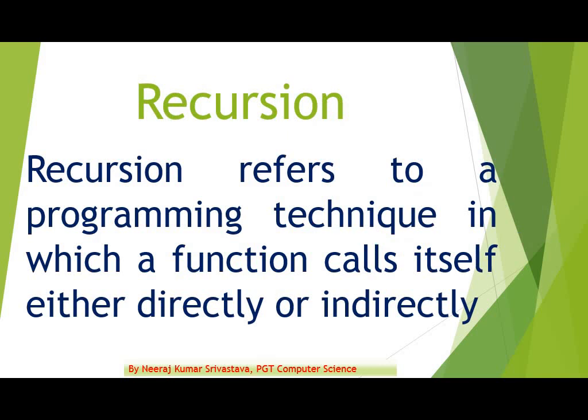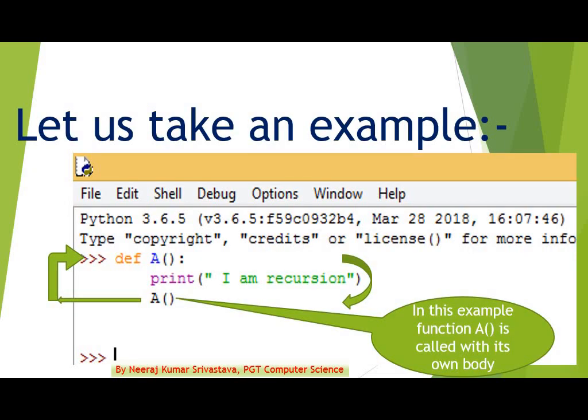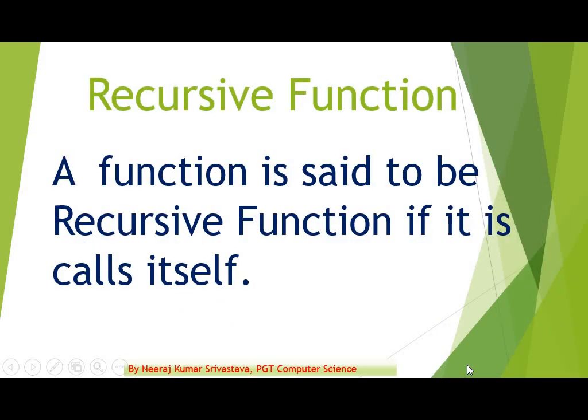What is recursion? Recursion is basically a programming technique in which a function calls itself either directly or indirectly. Let us take an example. There is a function A which calls function A itself in its own body. This function A calling its own body is called recursion. Recursive function: a function is said to be a recursive function if it calls itself.